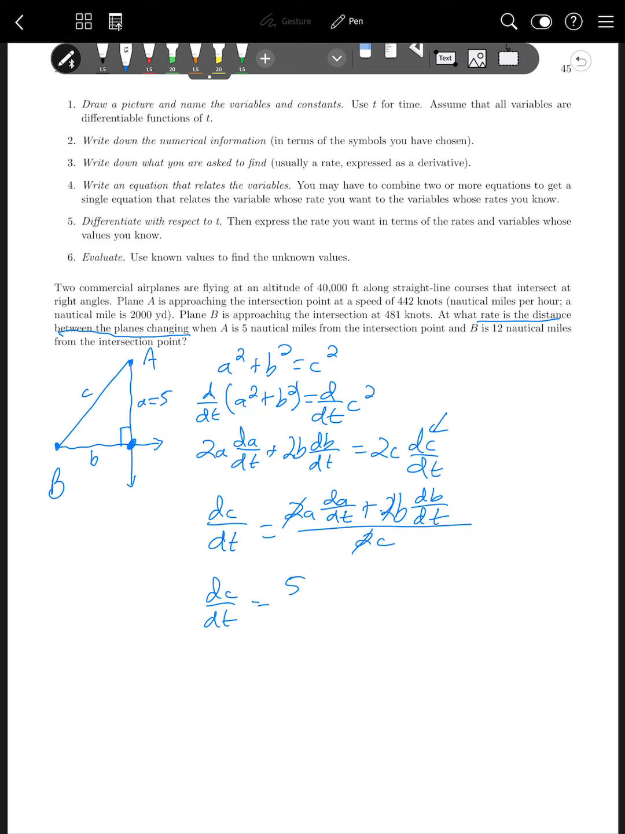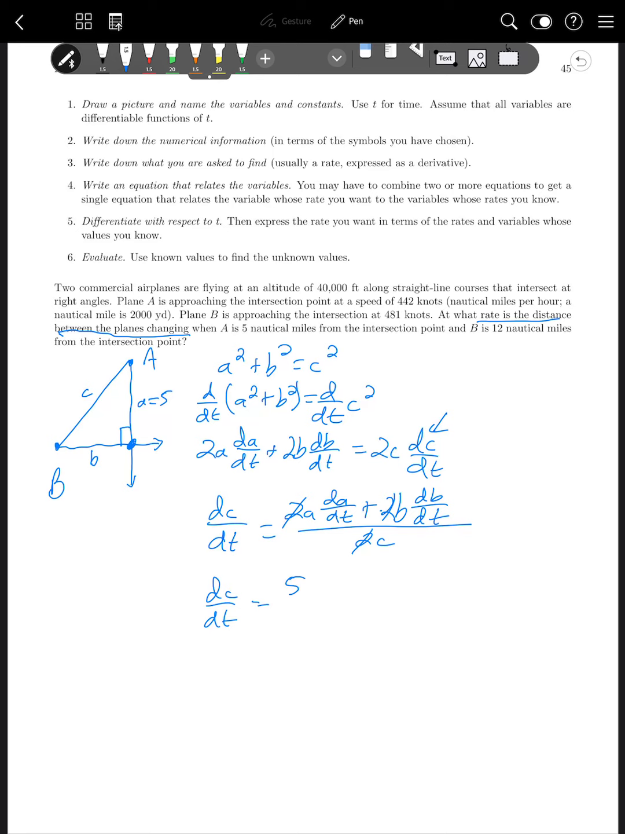So 5 times negative 442 plus 12 times negative 481, divided by 13. So that's negative 614 knots. So they are approaching each other. The distance between them is shrinking by 614 nautical miles per hour.